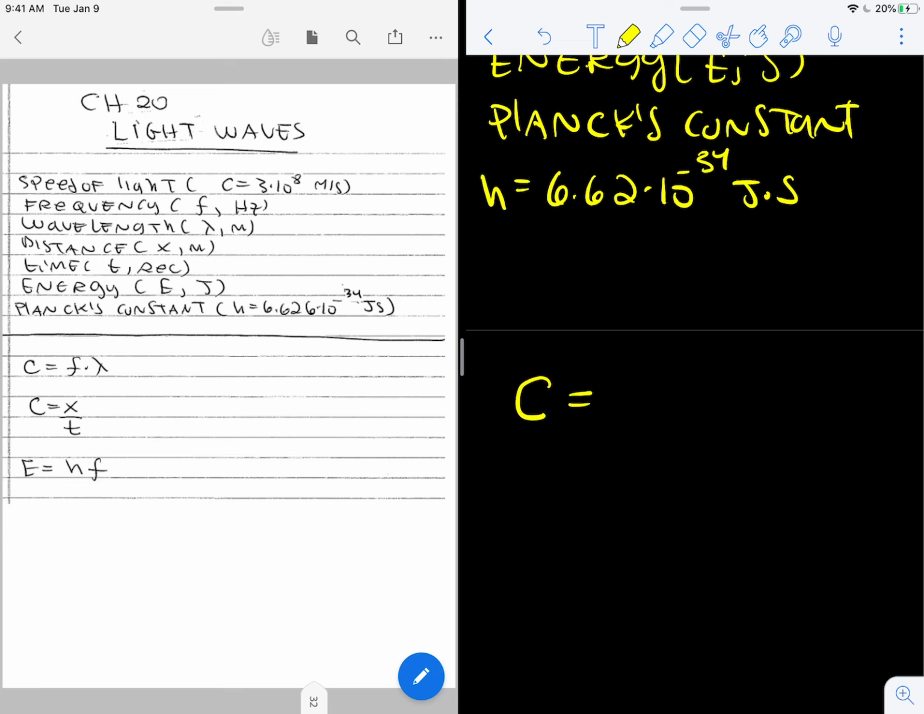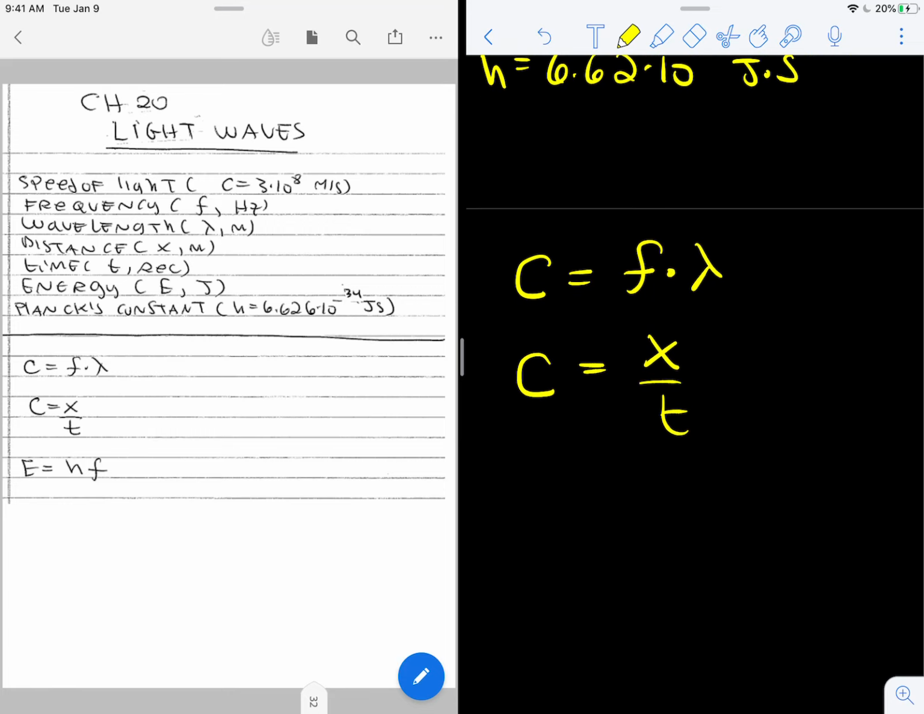of light is going to equal the frequency of light multiplied by the wavelength. And the speed of light is going to equal distance divided by time. And energy of light is going to equal Planck's constant multiplied by the frequency of light. So this concludes the introduction to the terms. Next we'll look at the concepts for chapter 20.